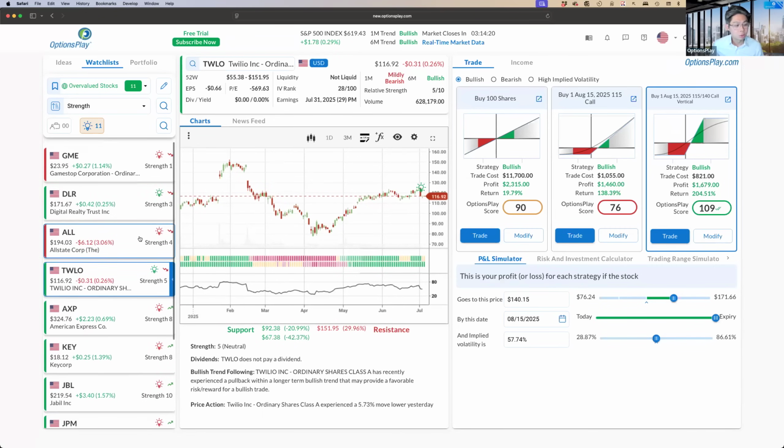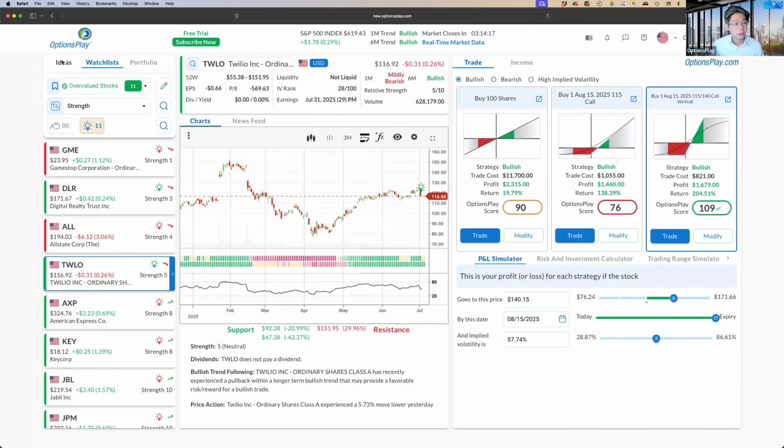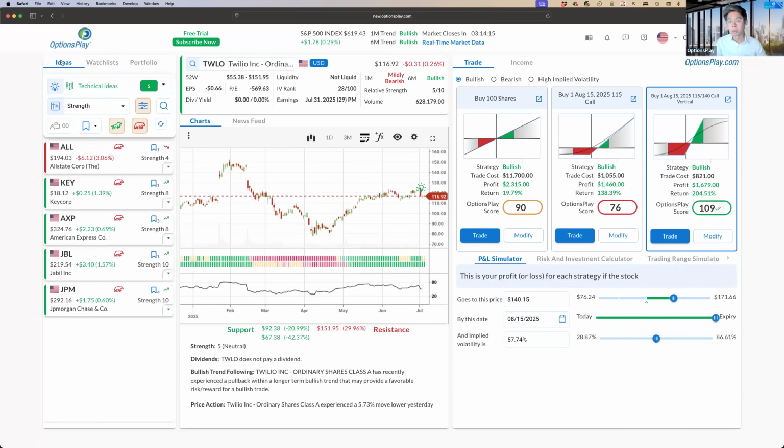So this basically gives you the opportunity to take a look at it from two different ways, right? Which ideas from a technical perspective align with your fundamentals, or vice versa. If you're looking at fundamentals first, which ones have a technical signal on it. You kind of end up at the same result. It's just a matter of which way you prefer looking at it. We offer both.